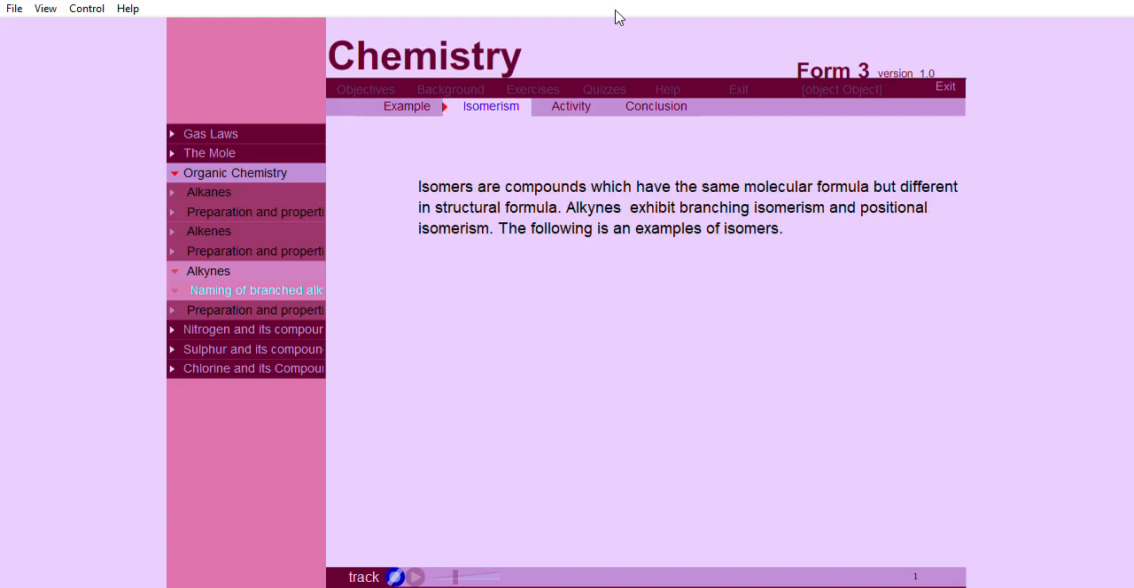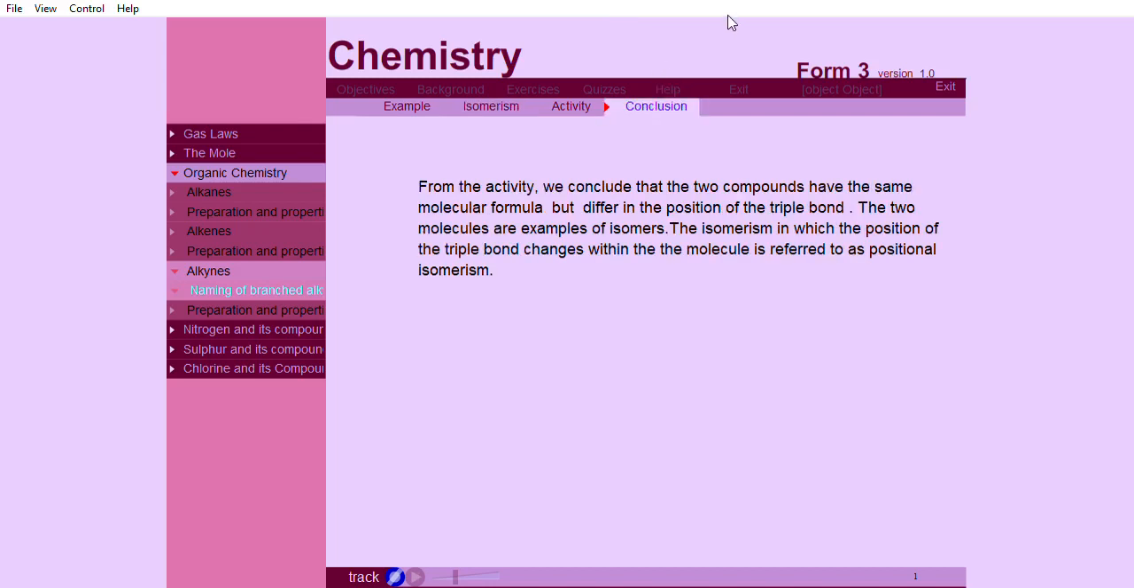Isomers are compounds which have the same molecular formula but differ in structural formula. Alkynes exhibit branching isomerism and positional isomerism. From the activity, we conclude that the two compounds have the same molecular formula but differ in the position of the triple bond. The two molecules are examples of isomers. The isomerism in which the position of the triple bond changes within the molecule is referred to as positional isomerism.